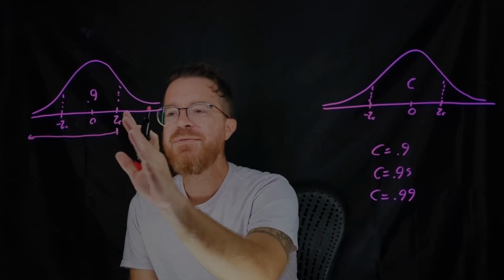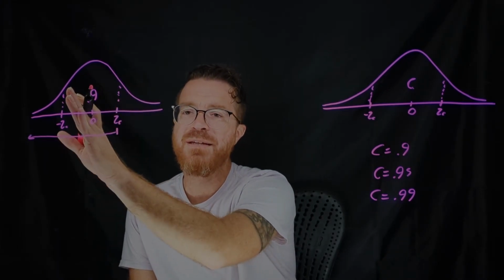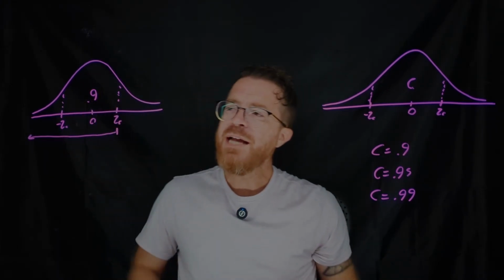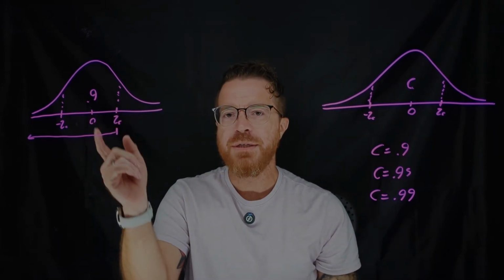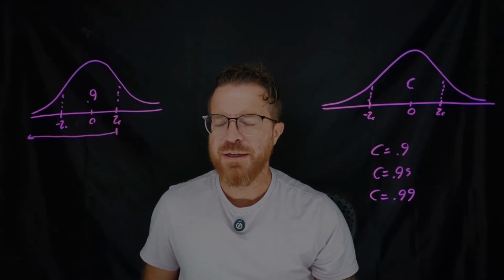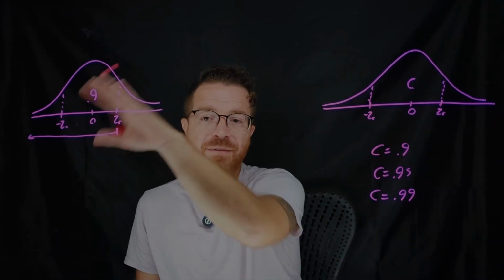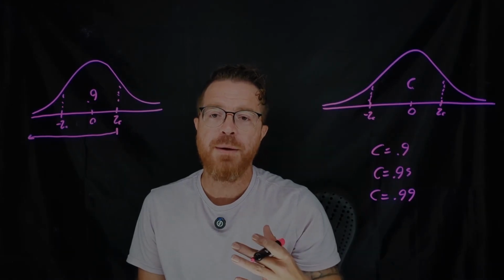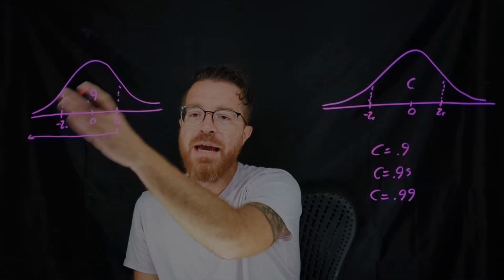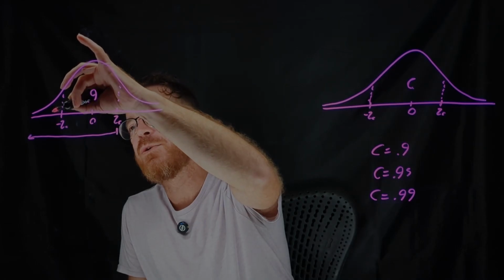So I need the positive Z value where 90% of the data is to the left of it. Now, if 90% of the data falls in this interval, we have to consider how much of the data falls outside of this confidence. Well, in this case, 1 minus 0.9, because we know that everything under the graph has to sum up to 1, means that I'm left with 0.1. Half of it is above, half of it is below.